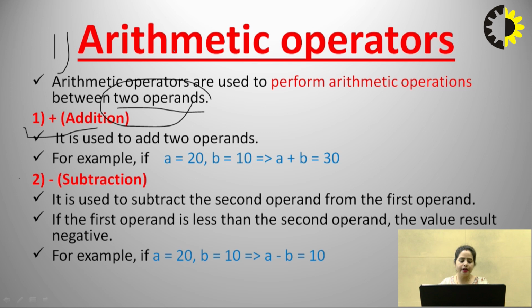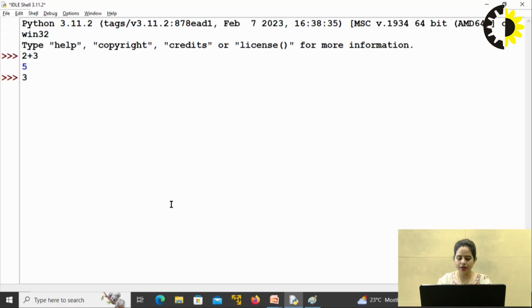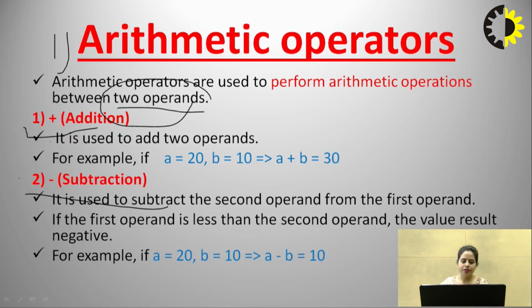Now the next operator is your subtraction operator. What does the subtraction operator do? Let's implement this. 3 minus 2, 1. As we studied that the addition operator is used to add two operands, we cannot say the very same line for subtraction. We cannot say that it is used to subtract two operands. The definition of the subtraction operator is that it is used to subtract the second operand from the first operand.